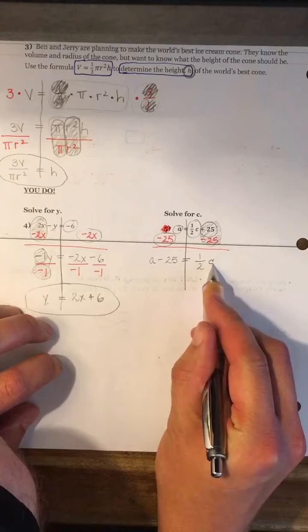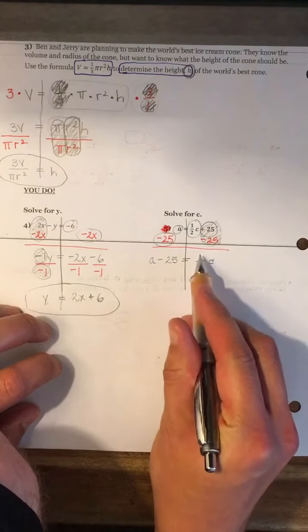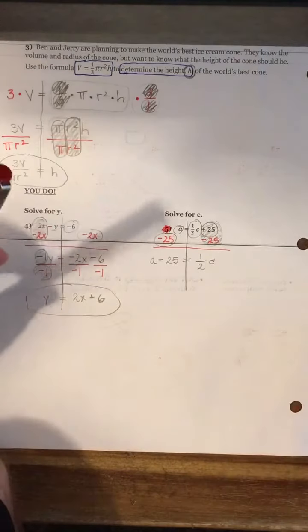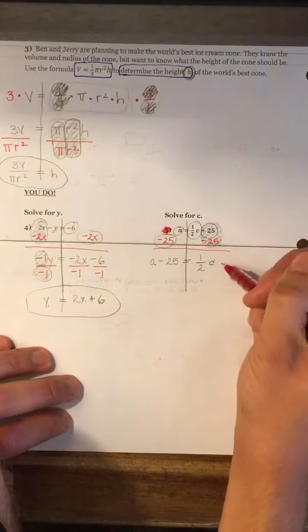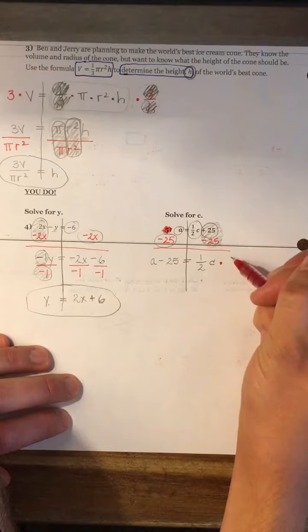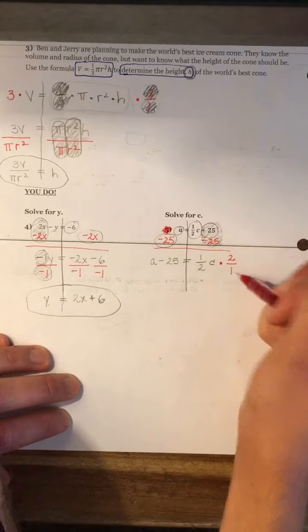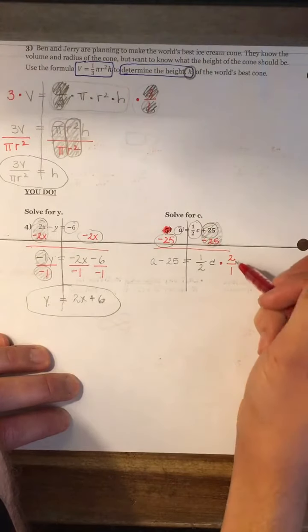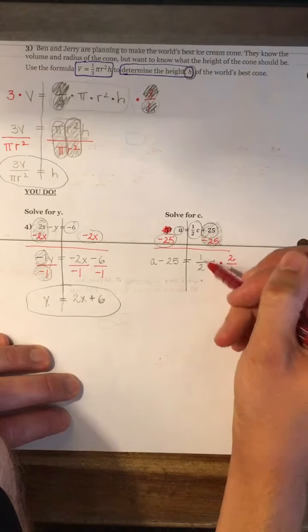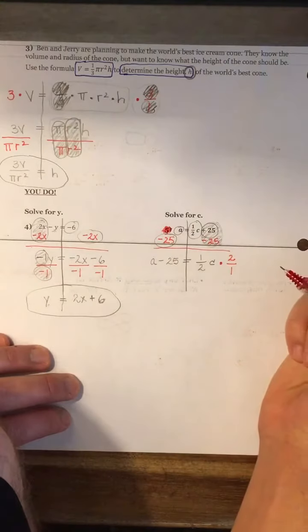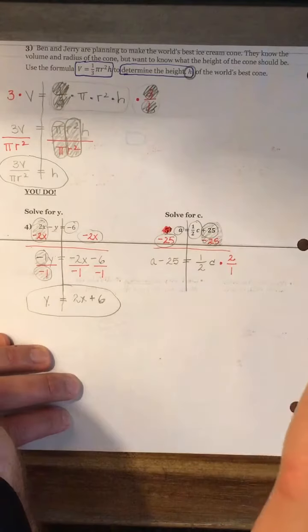C is still not by itself. I now need to get rid of this 1/2. Well, how do I get rid of fractions? I multiply again by the reciprocal. Well, the reciprocal of 1/2 is 2 over 1. So I'm going to multiply this side by the reciprocal of 1/2, which is 2 over 1. Essentially what I'm multiplying by, 2 over 1, is just essentially 2.